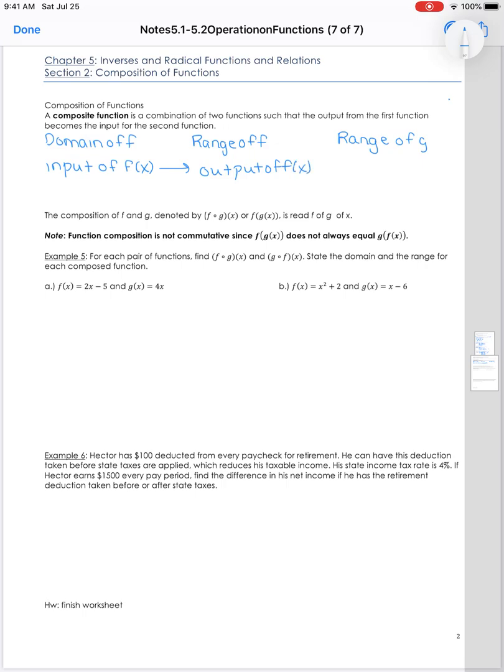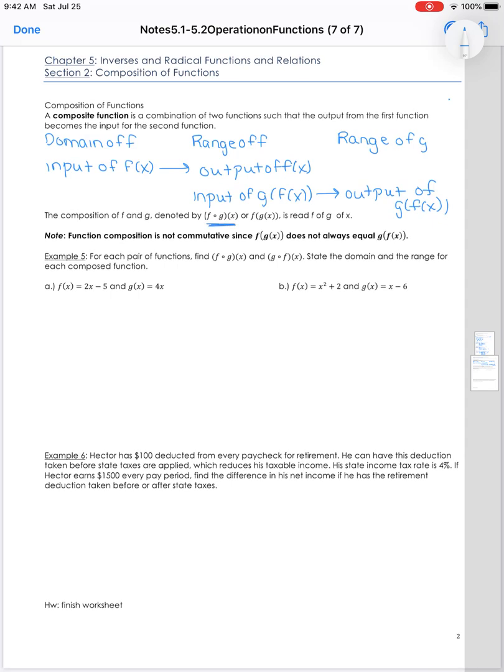I have the range of f. And I have the range of g, because we're going to be dealing with two functions, f of x and g of x. All right, so if I input f of x, then what I'm going to get is the output of f of x.